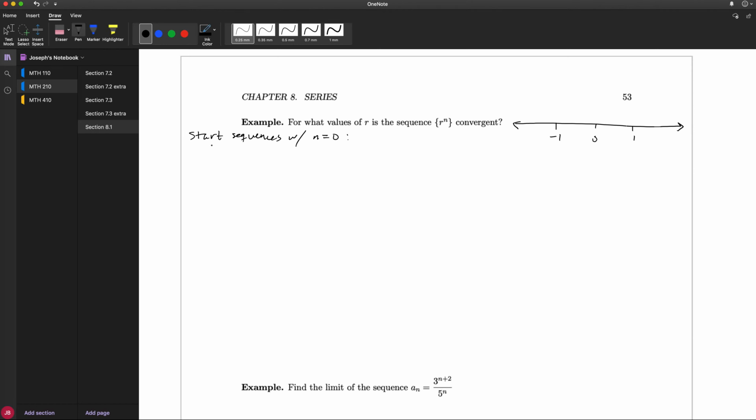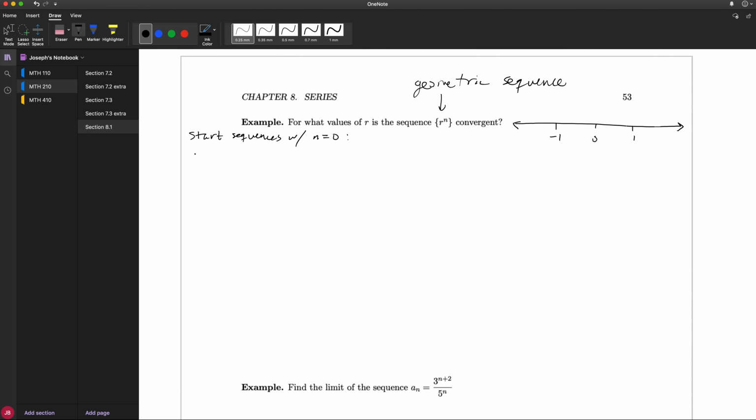Hello class, we're back for part 3 of section 8.1, page 53, and here we're going to look for which values of R the what's known as geometric sequence R to the n converges. Okay, so this is actually called a geometric sequence. All right, and so what we're going to do is run through some common R values, and then I'm going to keep a number line here, and I'm going to check off or put an X through whichever R values don't work.